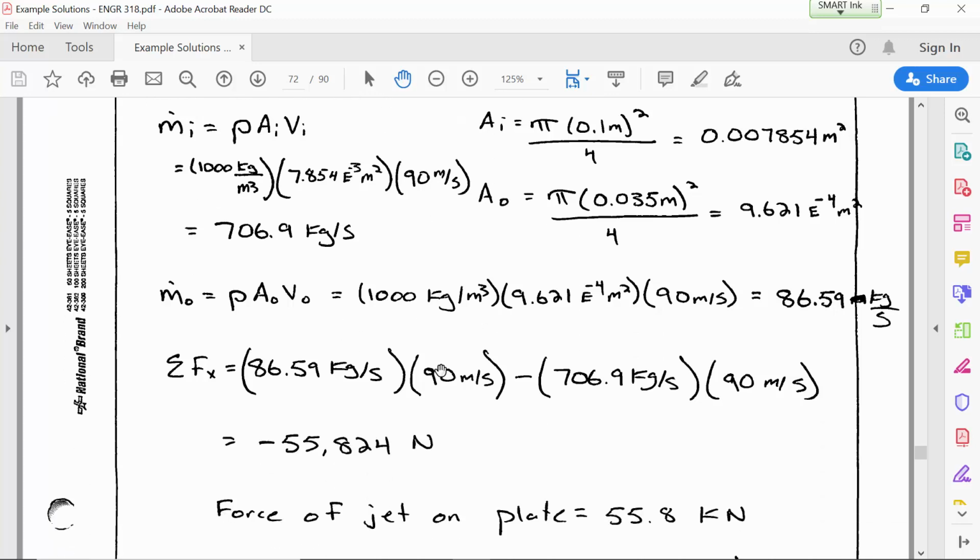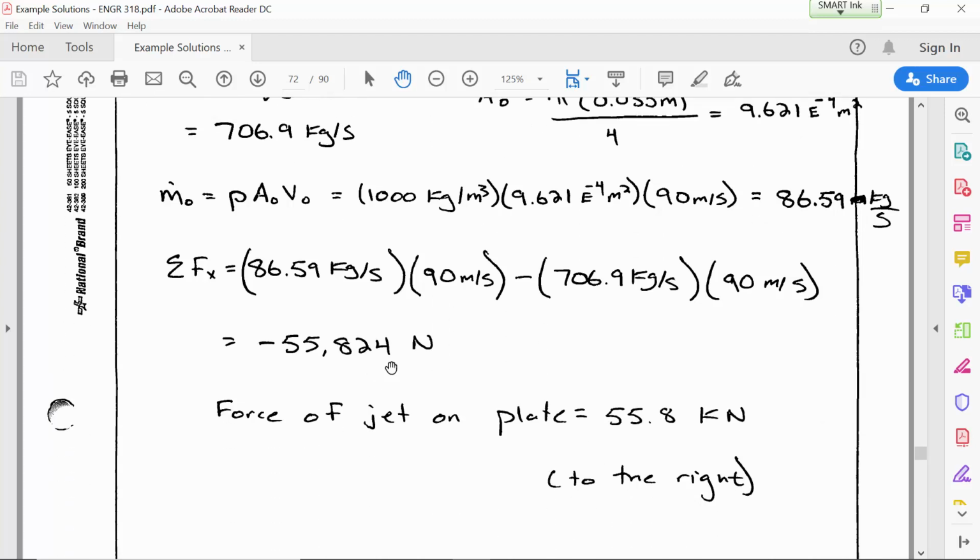So then you can see the substitution: we have the mass flow rate out, the velocity out's the same, 90 meters per second. That's positive because the jet's moving to the right. And then minus in, because the jet's just moving to the right, so it's positive. And so the negative sign here is going to subtract the amount of momentum that's imparted. So we have negative 55,824 newtons. That means that the force required to hold the system steady is to the left.